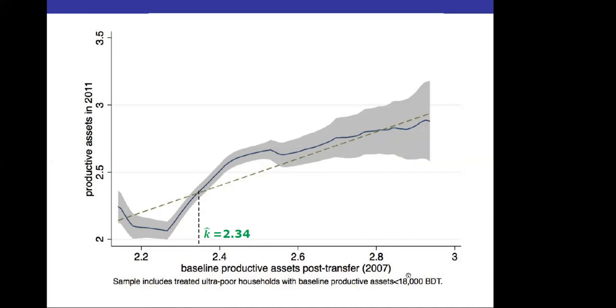Who are we looking at? And again, for your interpretation, do pay careful attention to what I'm saying, because otherwise it will not be straightforward to interpret. We are only looking at the treatment group here. These are the people who got the asset. We know their initial assets, right? On the horizontal axis, we have the baseline productive assets post-transfer, log value of it. And on the vertical axis, we have productive assets in 2011.